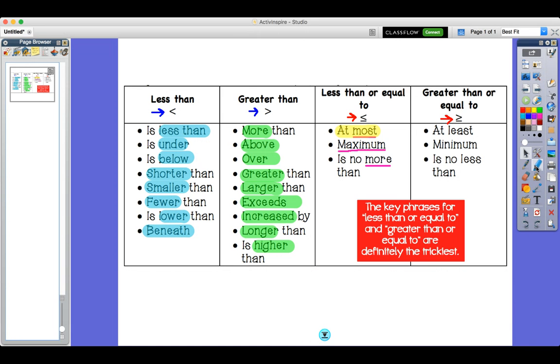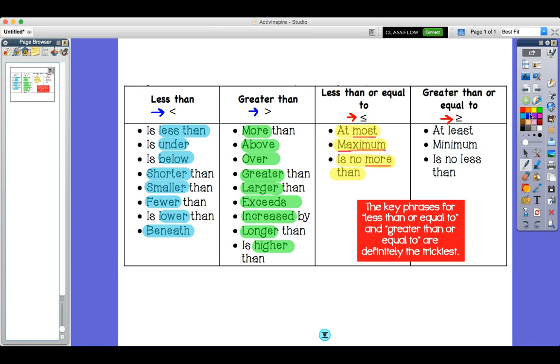Same thing with maximum. If the maximum number of people allowed in a room is 100, then you could have one person, two people, three people, four, all the way up to 100. But once you hit that maximum, you're not allowed to put 101 people, 102 people, 103 people. And the same thing is true for no more than. So if it's no more than it, it could be equal to it, because if you're equal, you're not more, you're not less, you're equal. Or it could be less than it, but it is no more than it.